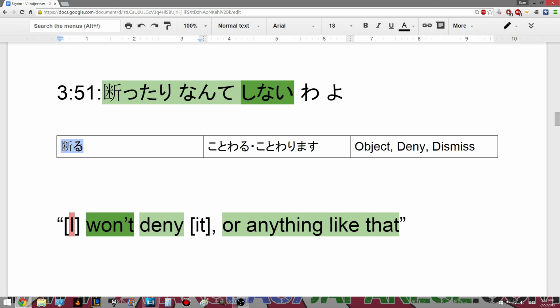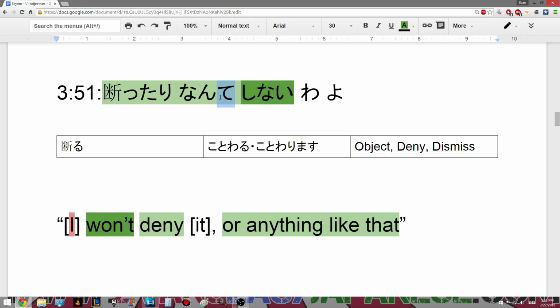So, kotowaru is to object, to deny, to dismiss. So, kotowari: ending kotowaru in the tari form. Notice it's the te form, but we changed it to tari. Basically, we put it in the plain past tense and add ri. It means do things like. And when you have a tari verb, you usually have a suru after it, and this is the real verb.